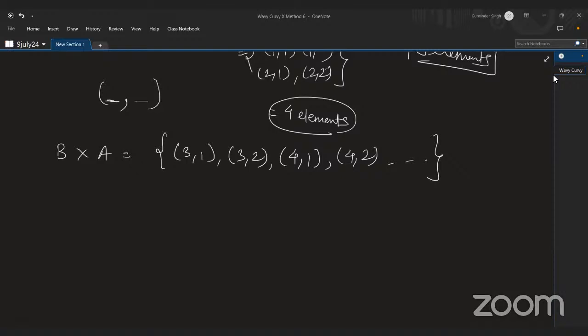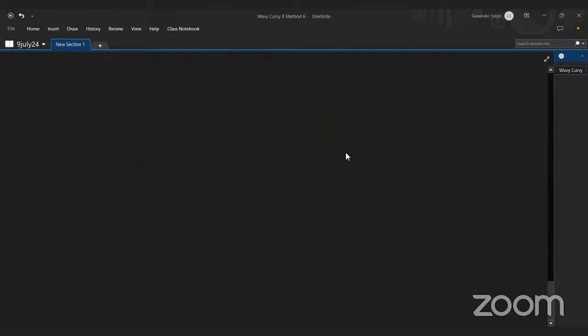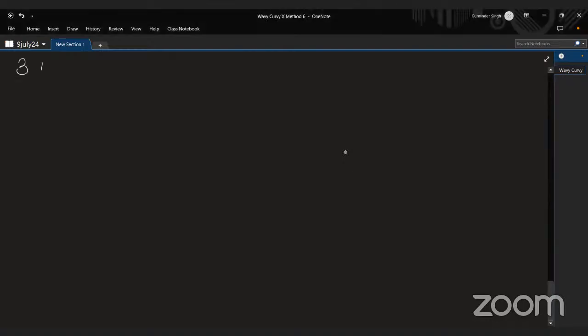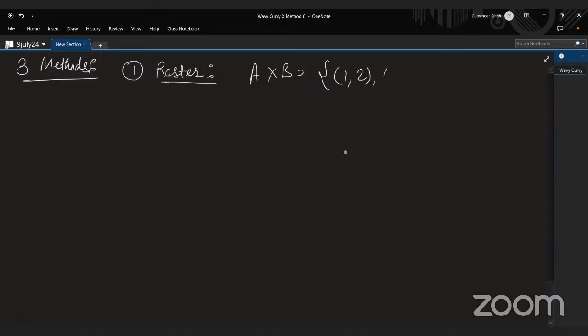So basically, here we have three methods of denoting a Cartesian product. The first one is basic roster form, as we have done earlier also. Roster means what? Simple. A cross B is equal to, write in this form, 1 2, 2 3, something like this. Writing the exact elements of the set.